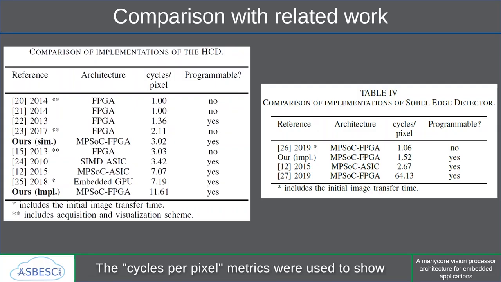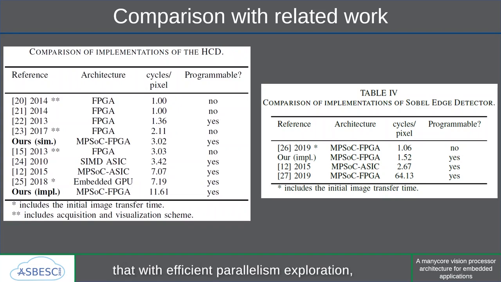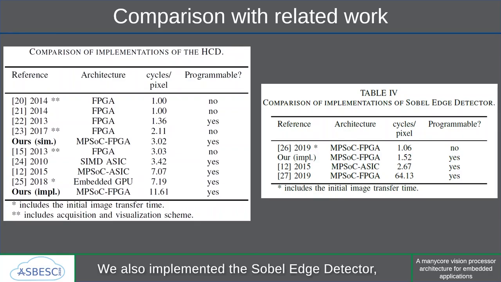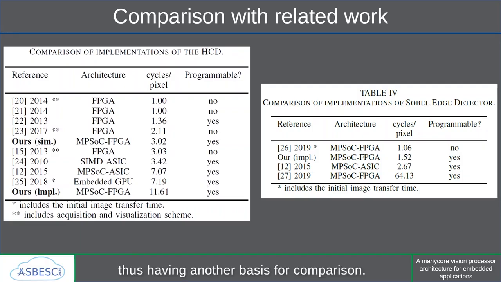The cycles per pixel metrics were used to show that with efficient parallelism exploration, we can achieve high performance. We also implemented the Sobel edge detector, as it is widely found in the literature, thus having another basis for comparison.